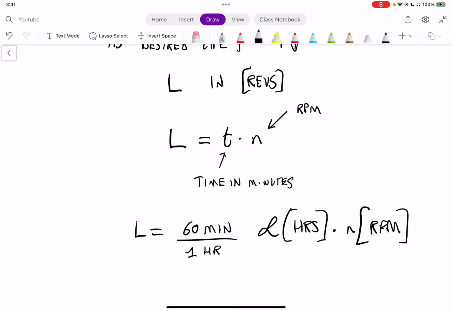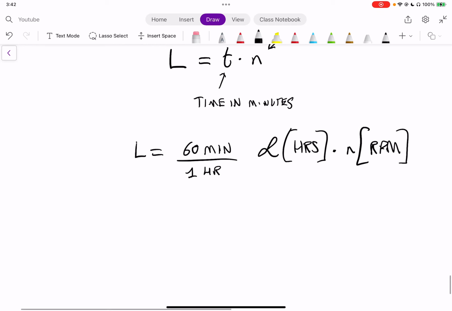Okay, so if we have the life of our bearing in hours at a constant RPM, we can convert it to revolutions if we want to. Or vice versa. If we have the life in revolutions and we want to convert it to life in hours at a certain RPM, we can do so by this equation. So this equation is just a conversion between our life in revolutions versus our life in hours. So we can simplify this equation to L is equal to 60 times cursive L times N. And this cursive L is going to be always our life in hours.